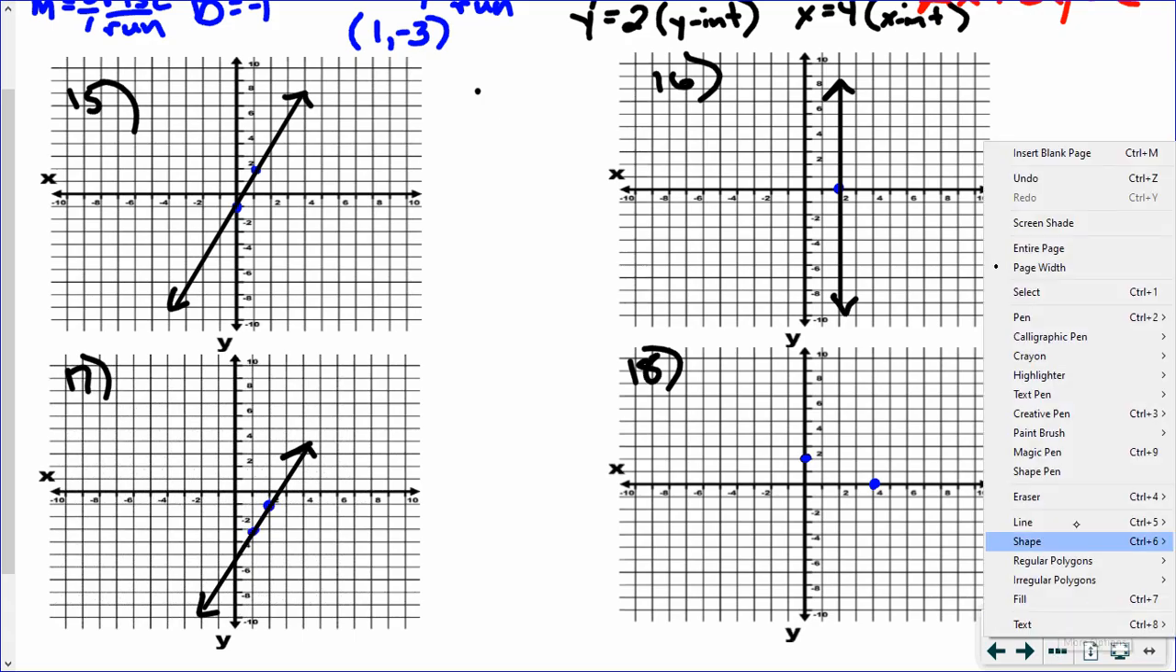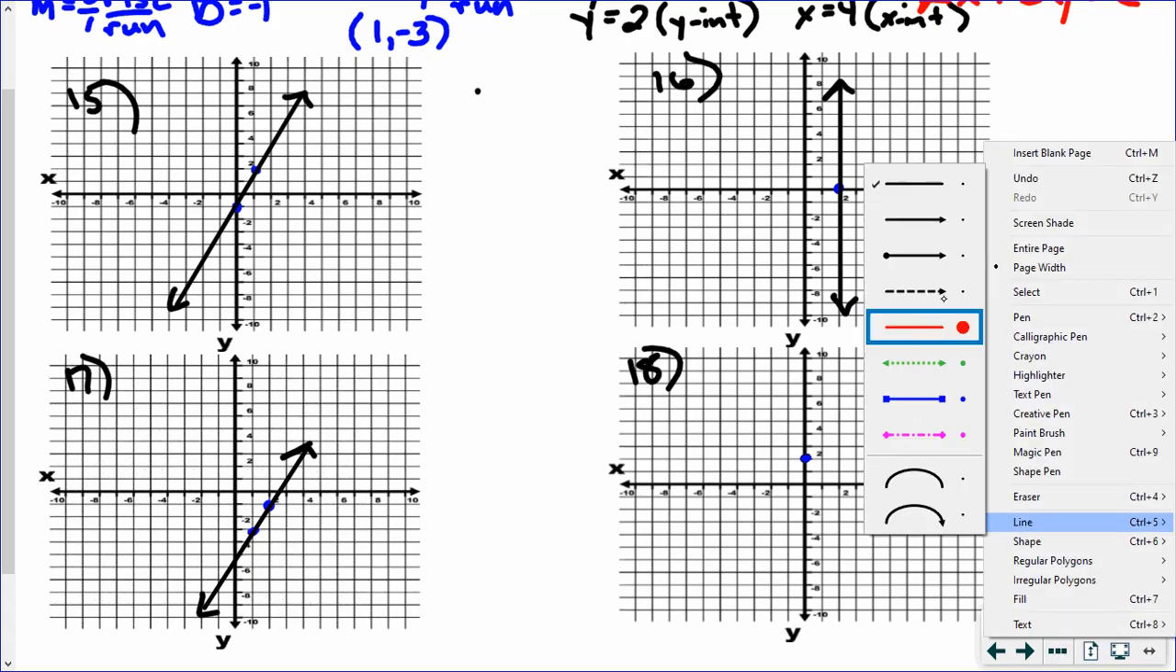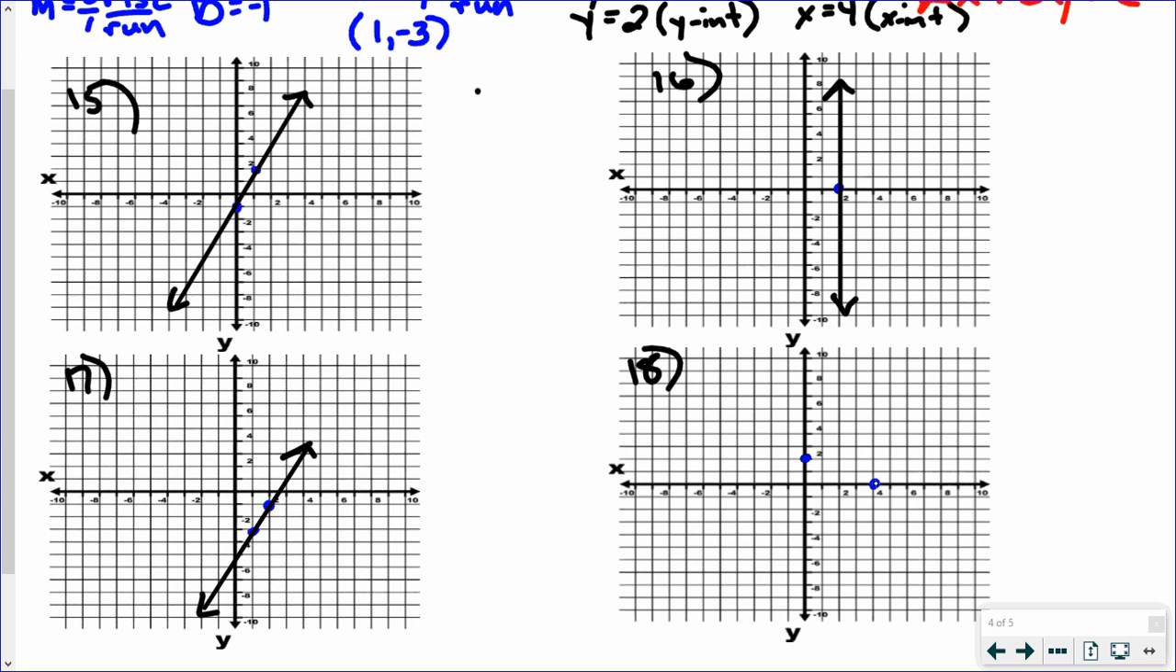Get my line back. Draw through those. Extend this out. Put my arrow. And that's that. So a lot of information there. So if you need to back up and watch it again, okay?